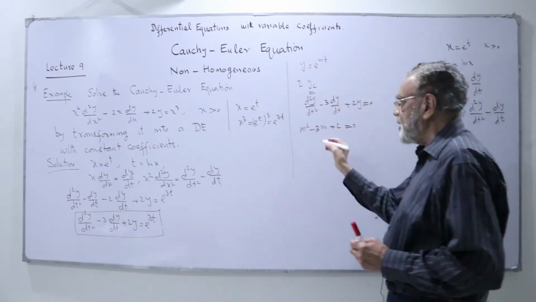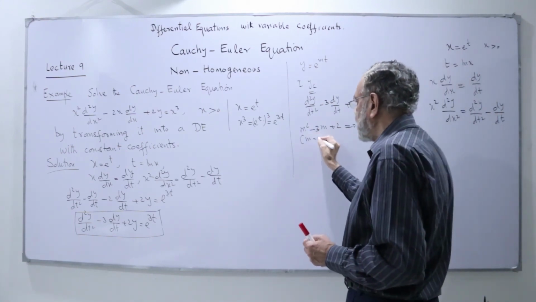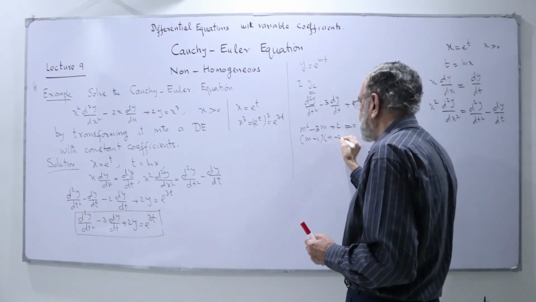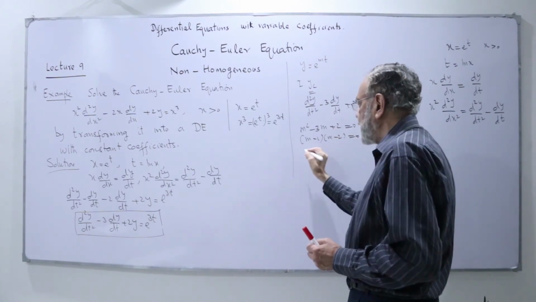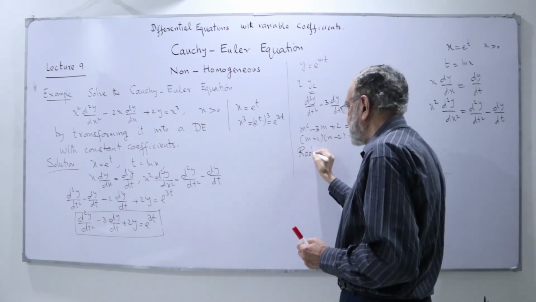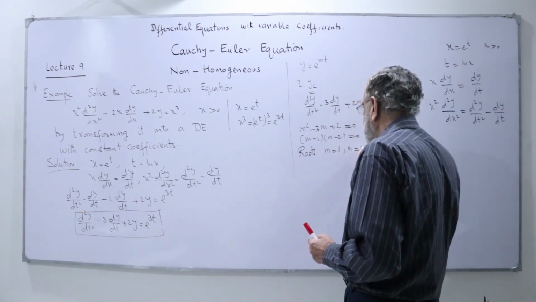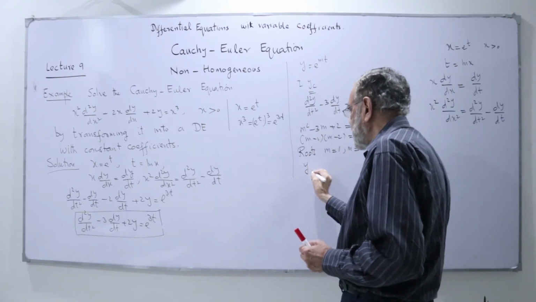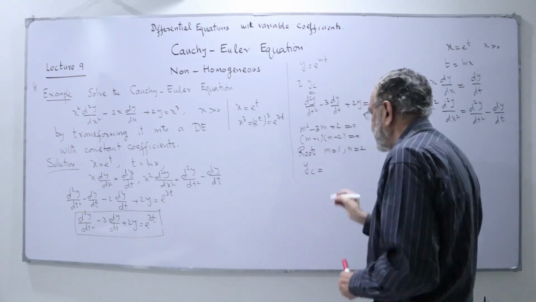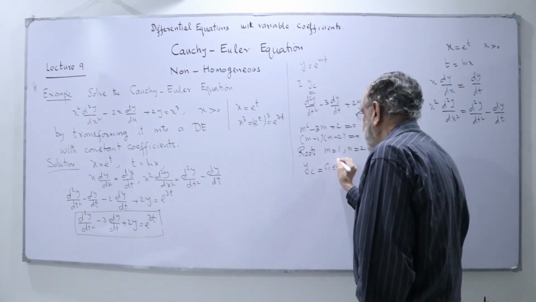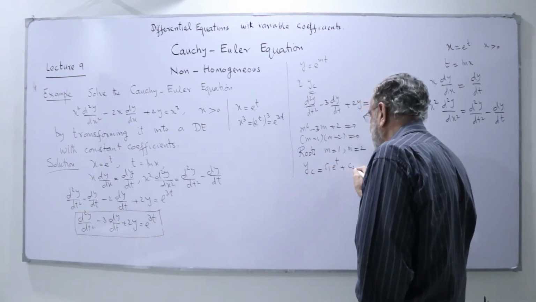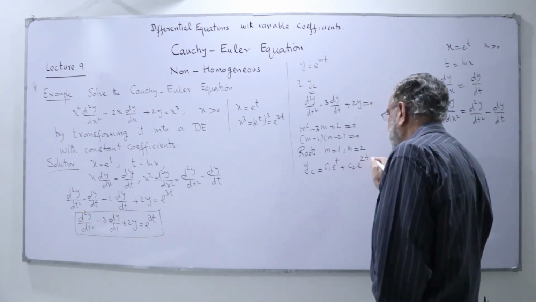Now I factorize this one. The factors are (m minus 1)(m minus 2) equal to 0. I get the roots m equal to 1 and m equal to 2. So my yc is equal to c1 e to the power t plus c2 e to the power 2t. My variable is t, don't forget it.